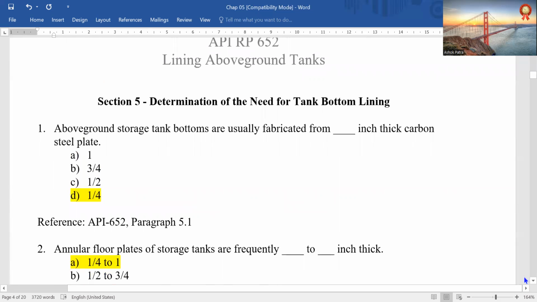Determination of need for tank bottom lining. Aboveground storage tank bottoms are usually fabricated from 0.25-inch thick carbon steel plate. As per code, API 652 paragraph 5.1, annular floor plates of storage tanks are frequently 0.25 to 1 inch thick.